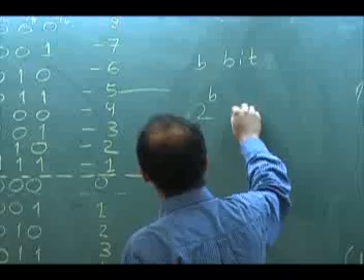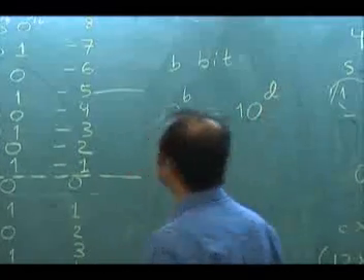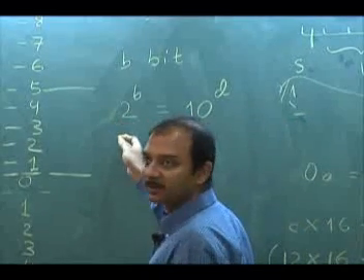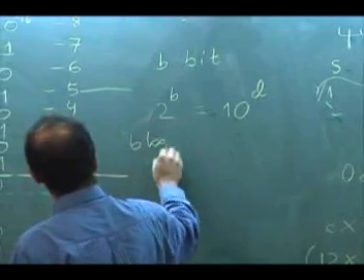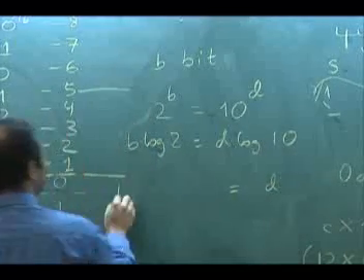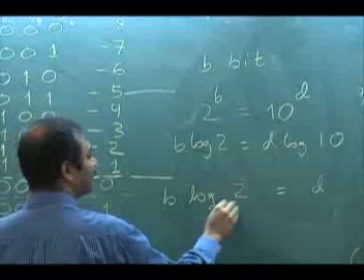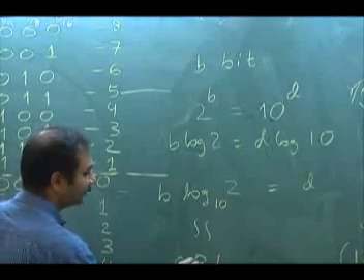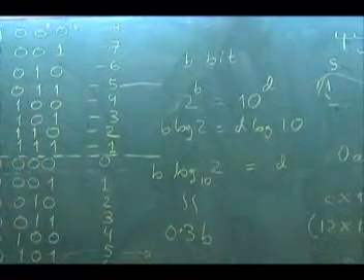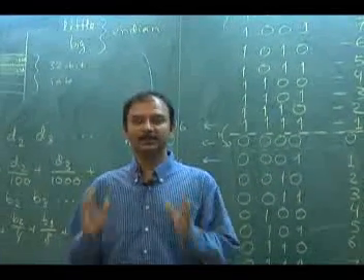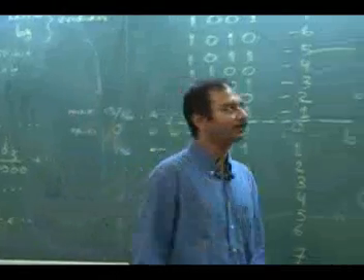Now, if you want to ask, that's roughly equal to 10 to the power what in decimal? How many decimal digits do you get if you have b binary bits? Then you say b log 2 equals d log 10, and so d is equal to b times log 2 to the base 10, which is approximately equal to 0.3 b. So if I give you 30 bits, you get roughly 9 to 10 digits of decimal representation, about 1/3, so it's less than 1/3.